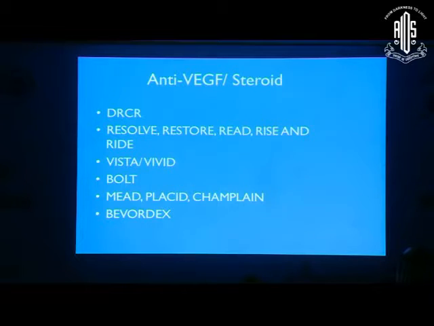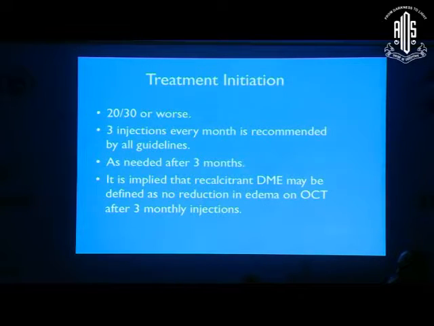I am not going into the details of any of the trials listed here, but all I want to say is that there have been many trials looking at specific drugs, particularly as monotherapy or as comparative trials with either laser therapy or sham injection. But there has been no large randomized trial purely focusing on recalcitrant DME. If we see the various trials, including the very important DRCR trial of Protocol I and also the RESTORE trial, they usually advocate treatment initiation at 20/30 or worse.